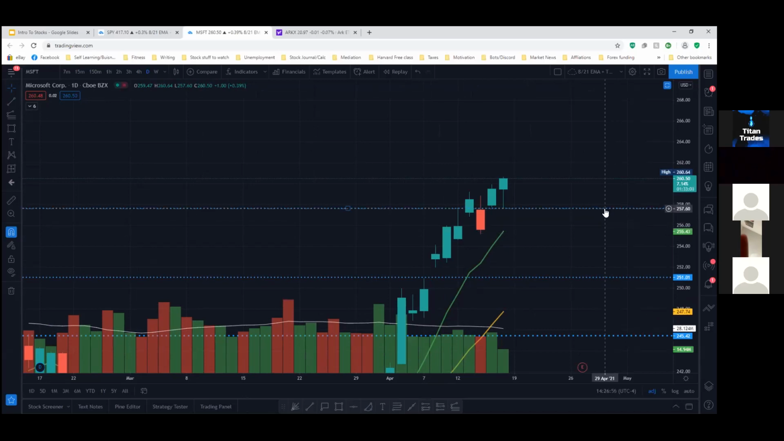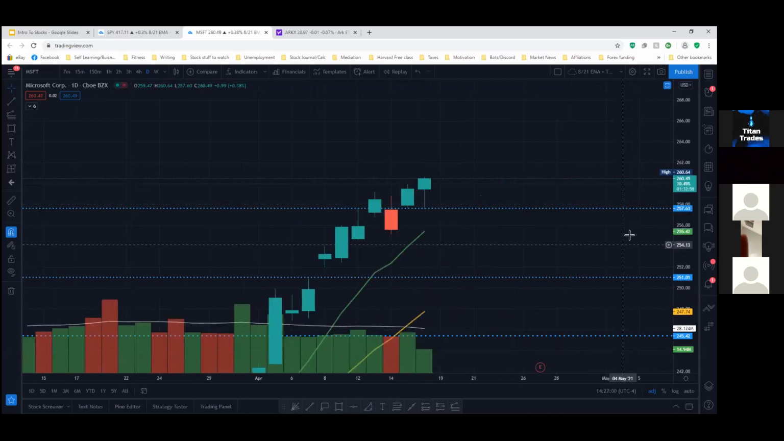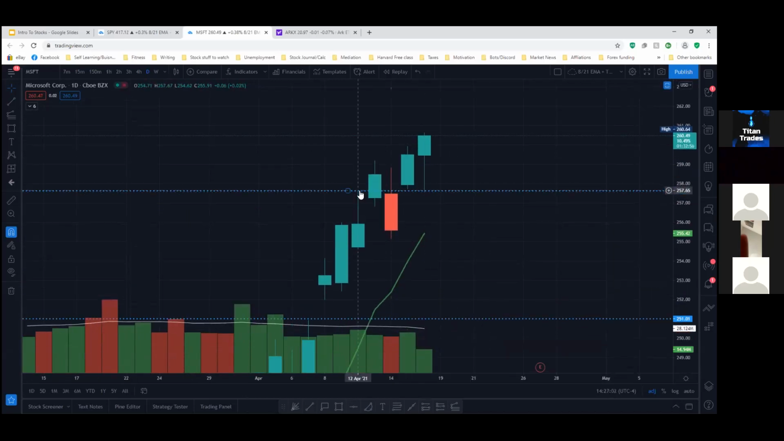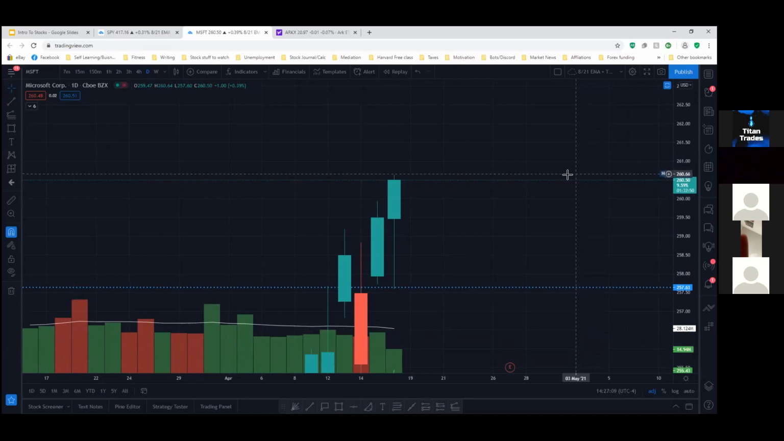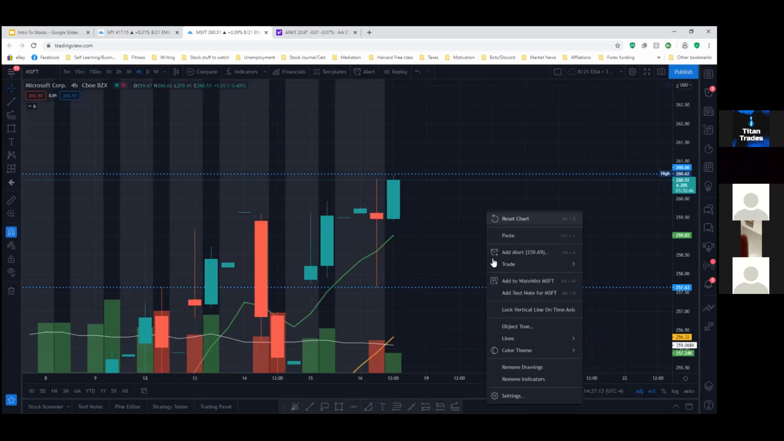This is another support region. If you look at the touches, 1 touch, 2 touch, 3 touch. So that's a level to look for. And then obviously we want to mark the all-time highs. The all-time highs is right there. Then we go to the 4 hour and do the exact same thing.